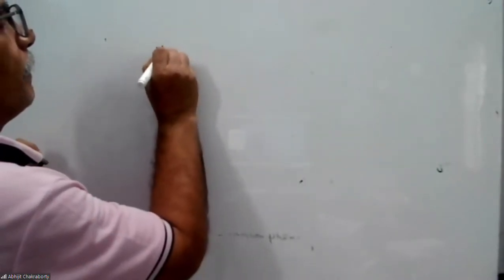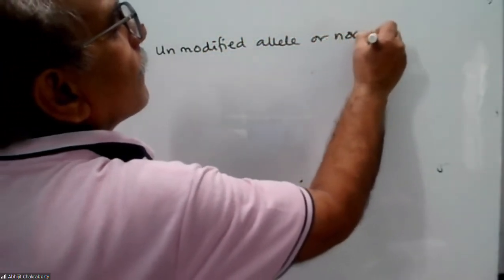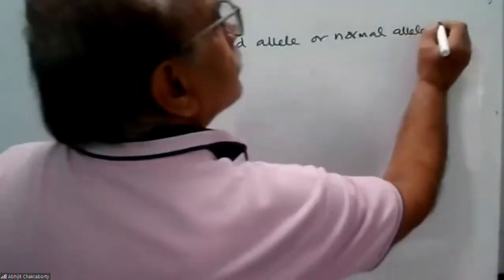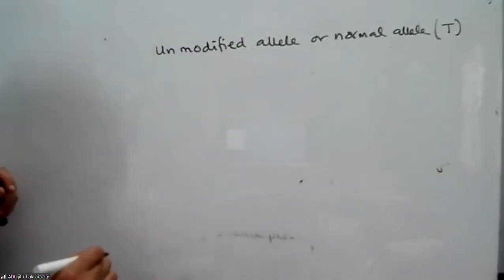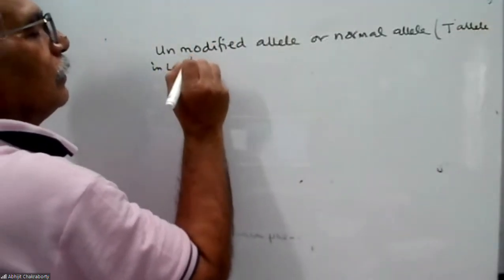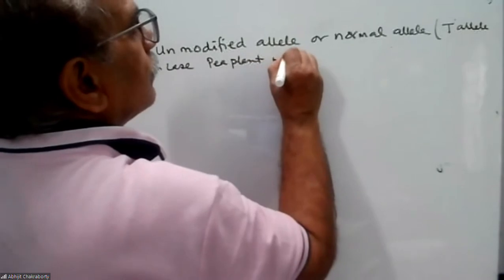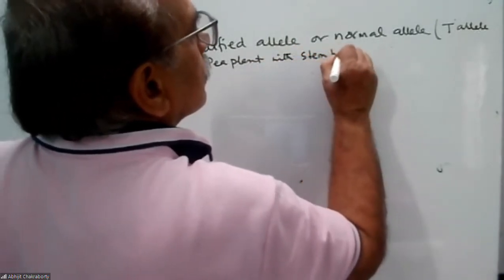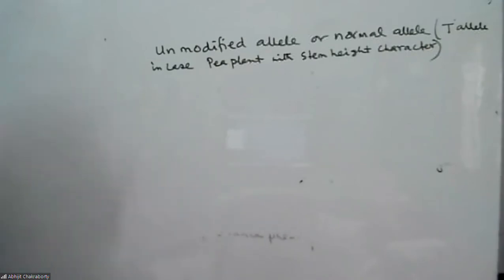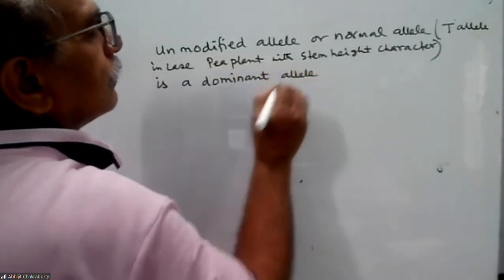So unmodified allele or normal allele. Suppose T is the dominant allele.